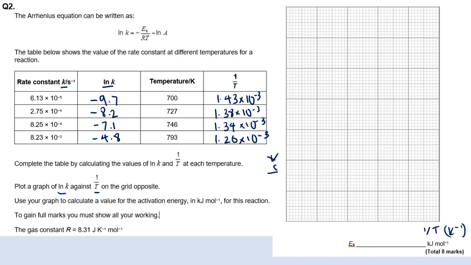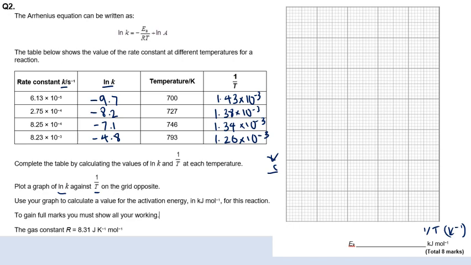Okay, your Arrhenius graph will be ln K on the y-axis, 1 over t on the x-axis, and you'll have a straight line with negative gradient, and your gradient will be minus EA over R. Once you've got your gradient, you multiply it by R to get EA, and obviously you change the sign, because a negative gradient is minus EA over R. So we can just turn them both into plus numbers.